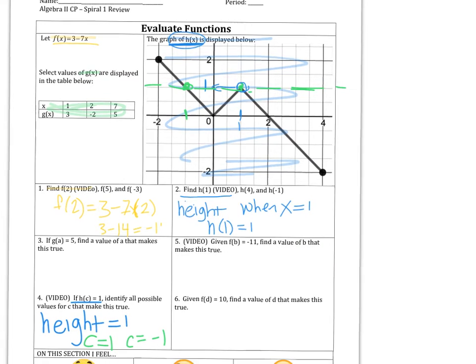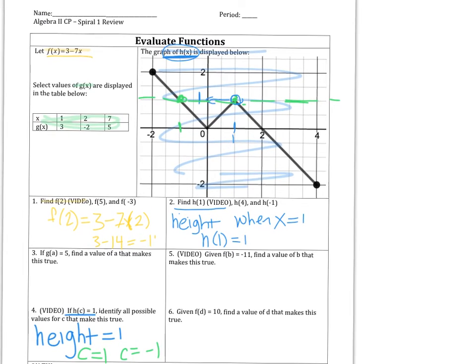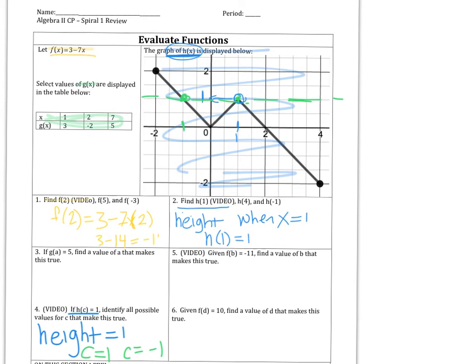Okay. Number 5 is also for video 1. And in this case, we're trying to find when f of b is negative 11. Okay, f of b, that's going to be an equation, so that's going to be yellow. So f of b is negative 11. So all we're trying to do is plug in negative 11 for that and figure out what number would make this true. So let's see.